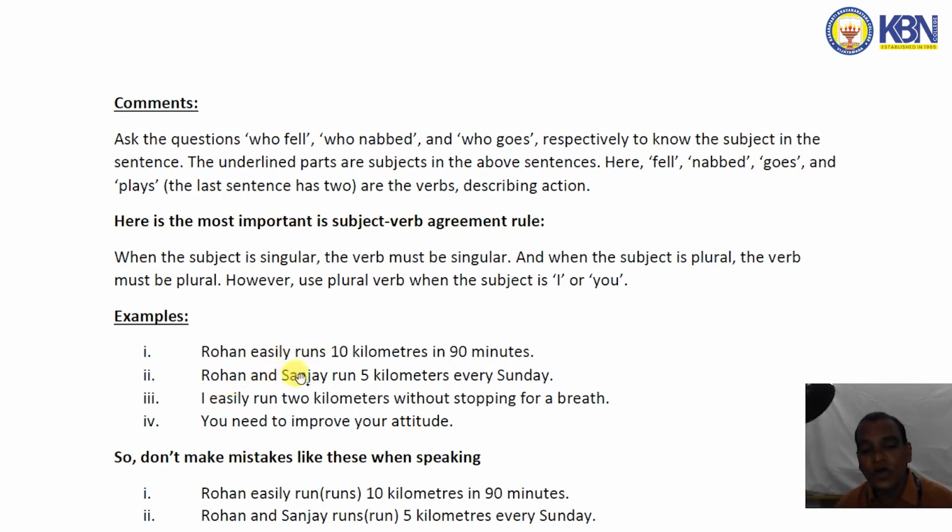Next, Rohan and Sanjay run. Here there are two persons. The first person is Rohan and the second person is Sanjay. Here the subject is in plural form. Why? Because two persons participated in an event, that is running, Rohan and Sanjay. So both are plural, and as a result we can use the plural form run. It is very obvious: run is the plural form whereas runs is a singular form. You should mind this.